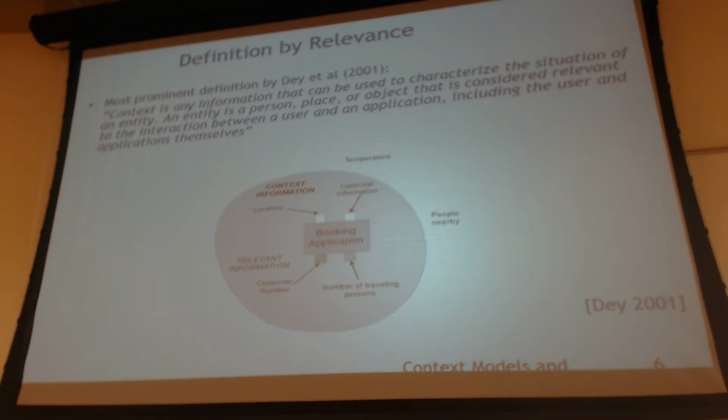So in this case, customer number and number of traveling persons are relevant information. So that becomes context. Location and calendar information are optional information, so they might or might not be part of context. Because if you think of another application where on certain dates you have discounts on tickets, then calendar information is important. But if you don't have that module, then calendar information is not important.